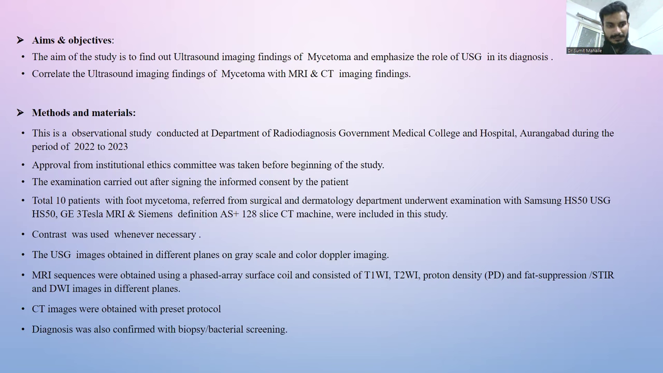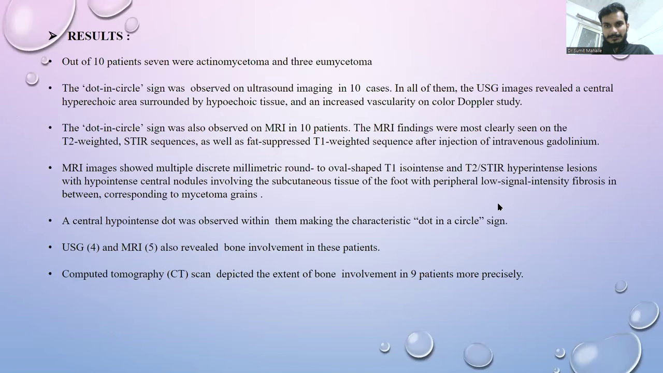The USG images were obtained in different planes on grayscale and color Doppler imaging. MRI sequences were obtained using a phased array surface coil and consisted of T1 weighted, T2 weighted, proton density, fat suppression STIR, and DWI images in different planes. CT images were obtained with the standard protocol. Diagnosis was also confirmed with biopsy and bacterial screening.